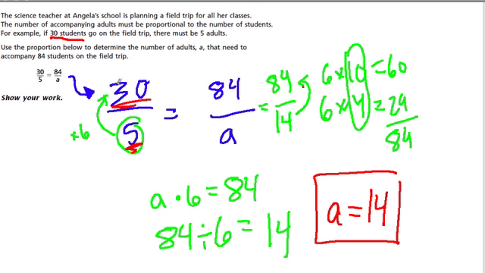In other words, six students to every one parent. Use the proportion below to determine the number of adults A that need to accompany 84 students on the field trip. And that's what we got, right? 14 adults, each adult's responsible for 6 kids, and 6 times 14 is 84. We're all set to go. Alright, hope that helped.